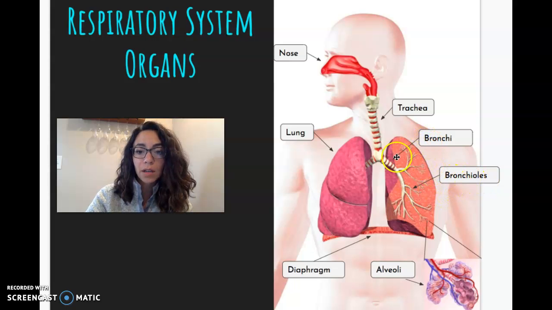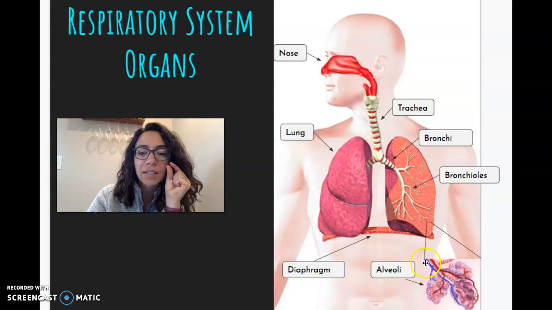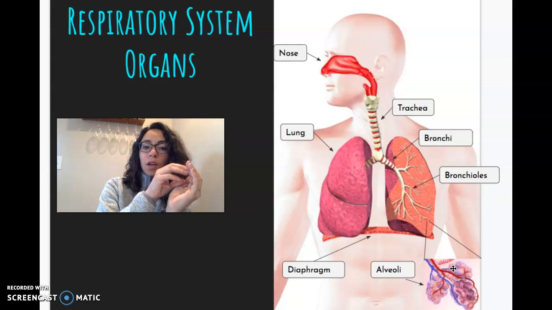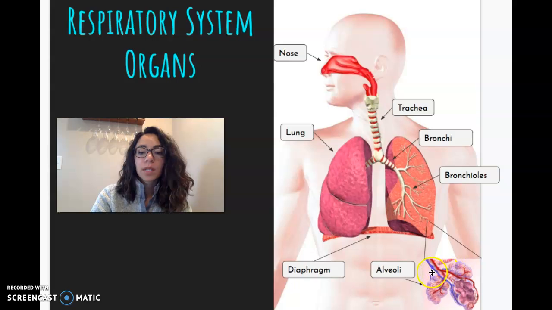So bronchi are the larger tubes. Bronchioles are the smaller tubes here. All the way at the end of the bronchioles are very teeny tiny air sacs called alveoli. And those have very small blood vessels called capillaries around them, so the oxygen can move into the blood and the carbon dioxide can come out.